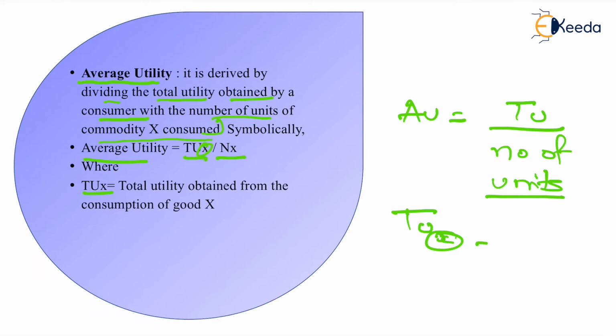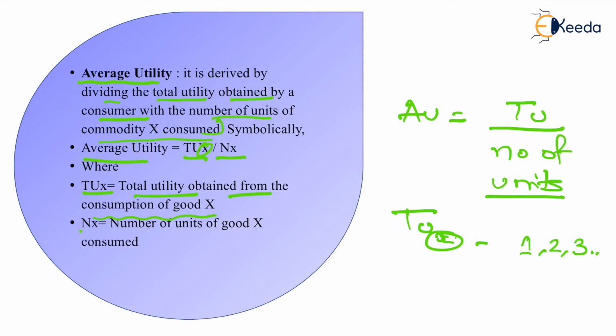This X refers to the number of units. That means 1, 2, 3, dot dot dot, it goes like that. So total utility obtained from the consumption of goods X, that is TU, and NX is the number of units of goods X consumed. This is what has been mentioned here.